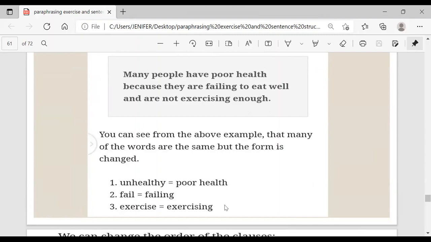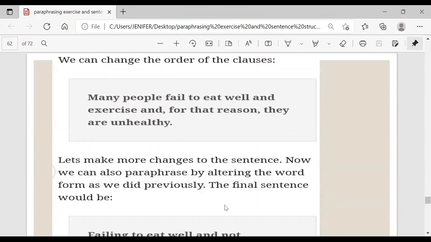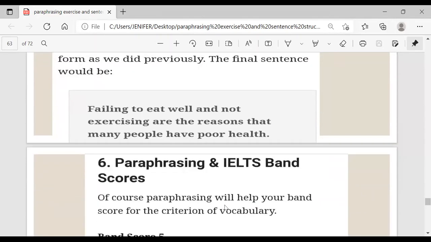You can see from the above example that many of the words are the same, but the form is changed. First, unhealthy, poor health. Second, fail, failing. Third, exercise, exercising. We can change the order of the clauses. Many people fail to eat well and exercise, and for that reason, they are unhealthy. Let's make more changes to the sentence. Now we can also paraphrase by altering the word form as we did previously. The final sentence would be: failing to eat well and not exercising are the reason that many people have poor health.